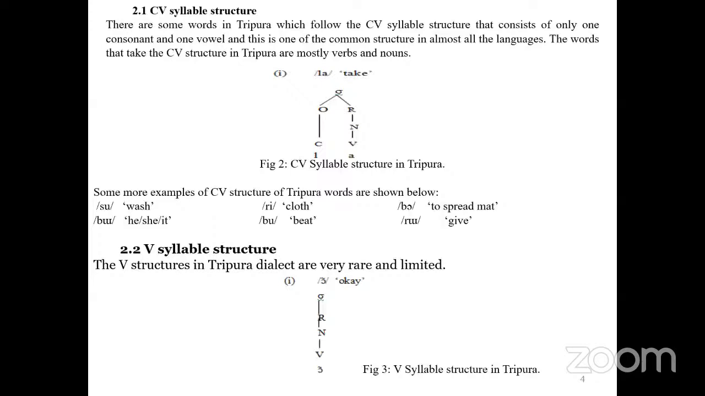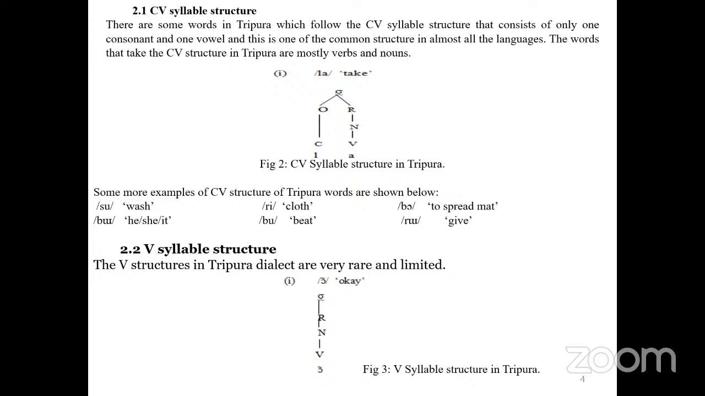CV syllable structure. Here I have given examples of the CV syllable structure, that is la. This CV syllable structure in Tripura basically consists of one consonant and one vowel, and this is also one of the most common structures in almost all languages. Here we can see the example, la, which is a verb, meaning take. Some more examples are given below: su, wash; re, cloth; bo, to spread mat; and bu, beat, etc.